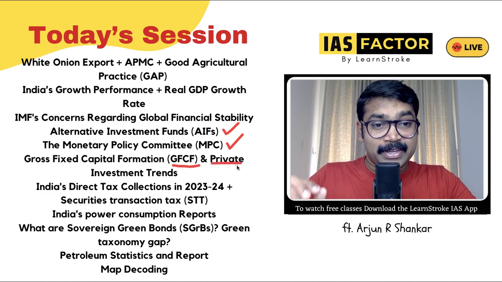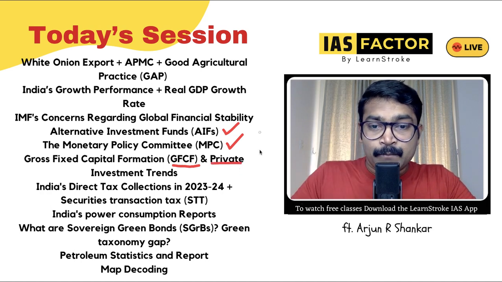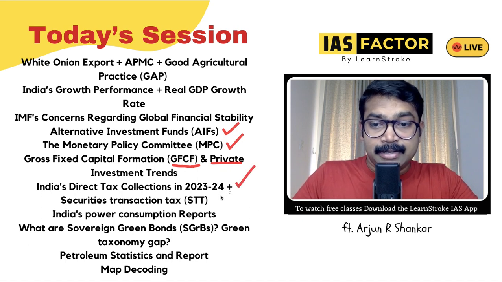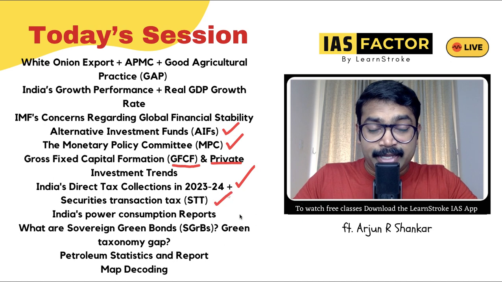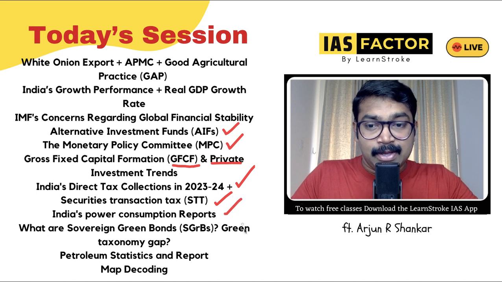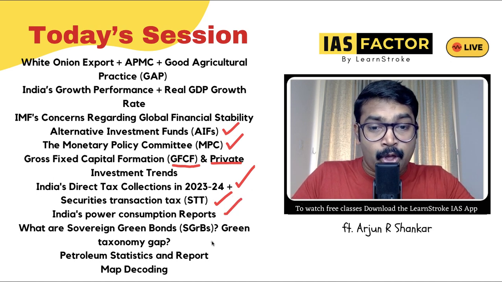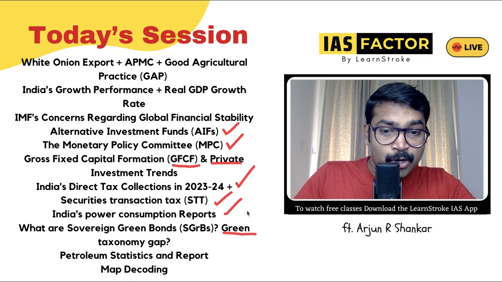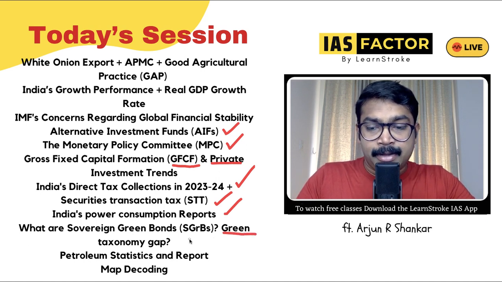What are the private investment trends that we need to know, and know about India's direct tax collection statistics, and what is STT, the Securities Transaction Tax, which is in the news, and what is India's power consumption statistics, what are sovereign green bonds or SGrB, and what is the green taxonomy gap. And next is relating to the petroleum statistics and report. So you need to know some statistics on petroleum.